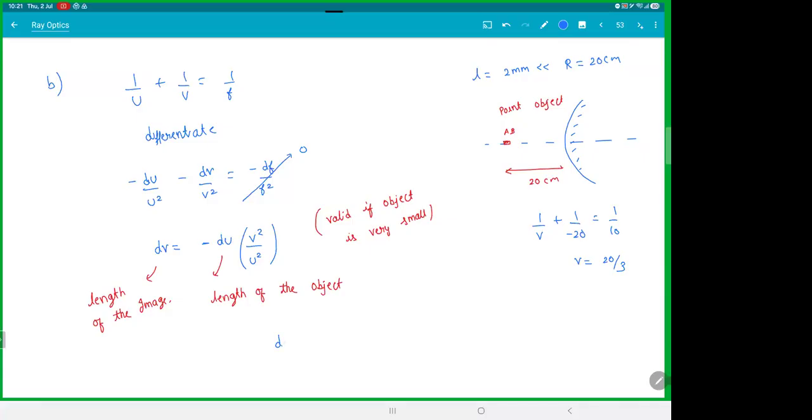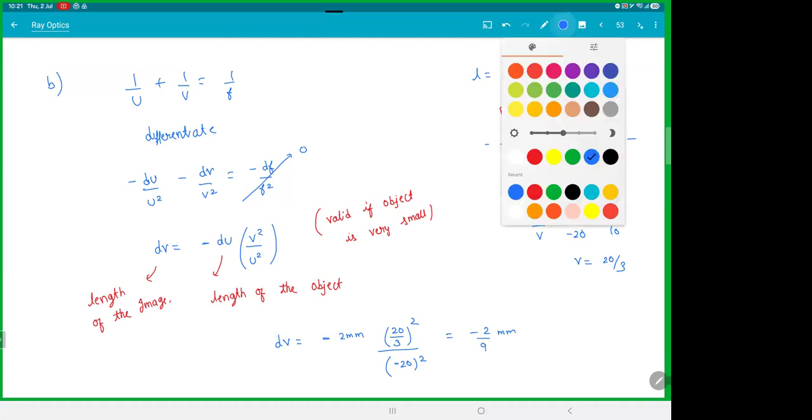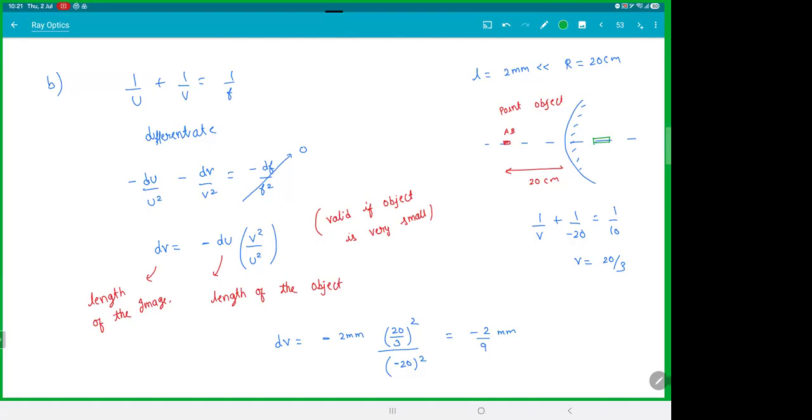Substitute here. So du will be 2 millimeter. v square will be (20 by 3) whole square and u square would be (minus 20) square. 20 goes off, we'll get minus 2 by 9 mm. Minus indicates the image got flipped, so AB became BA. Is that clear, everyone? How you handle the small images? If you don't like that, you can take it as 20 and 20.002 and use binomial approximation. You'll still get the same thing.